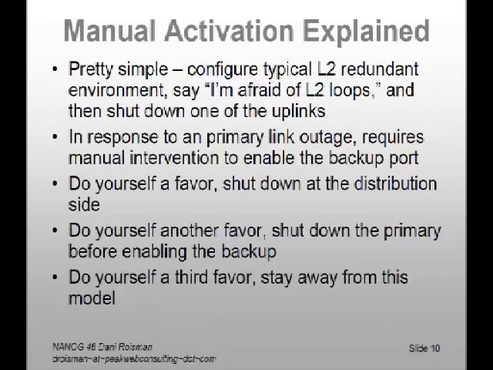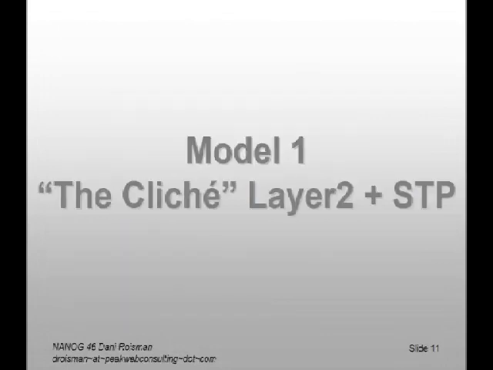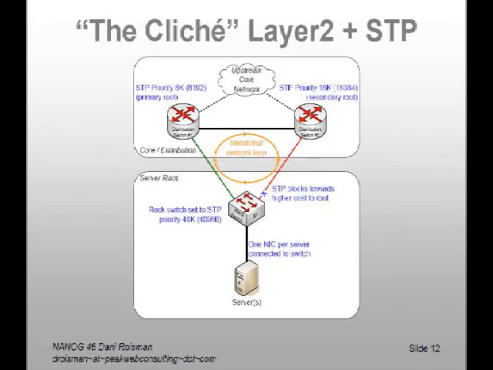I have seen it before, but nobody likes to be woken up at 3 o'clock in the morning to actuate a backup link. You want something that's a little more automatic here. So the first model here, this is the cliche. This is layer 2 in spanning tree. I'm sure we've all seen it. Very simple. You create a loop within your network. In the simplest form, you make a triangle between 2 distribution switches and a rack switch.